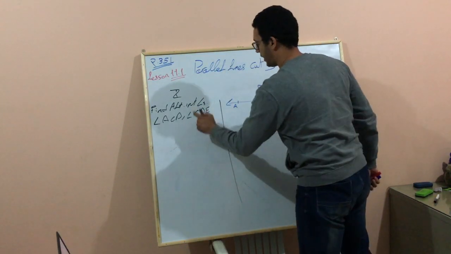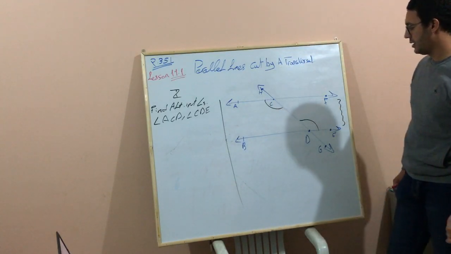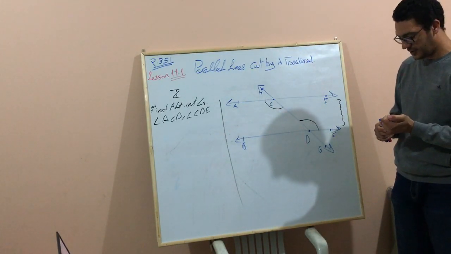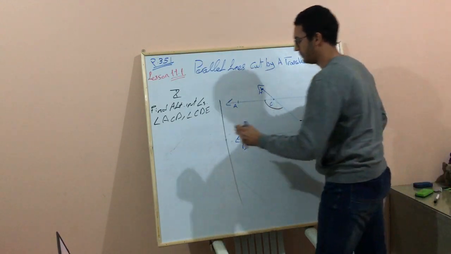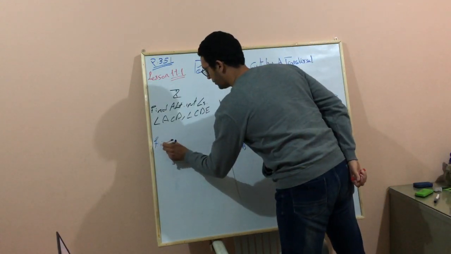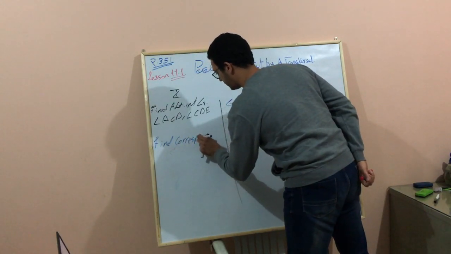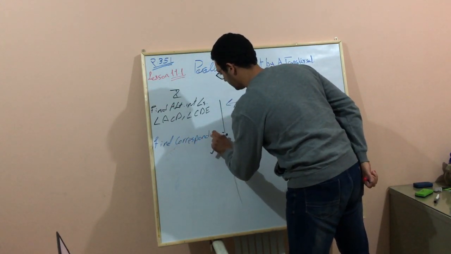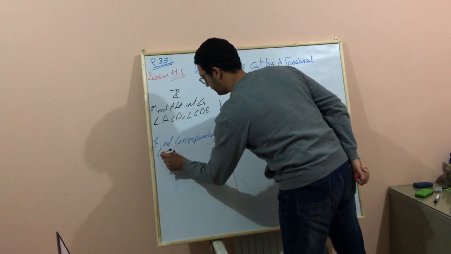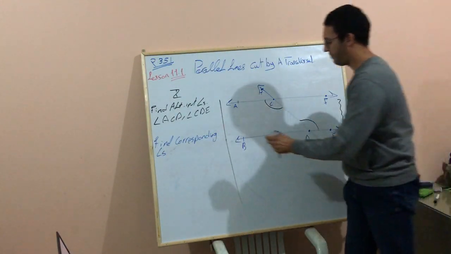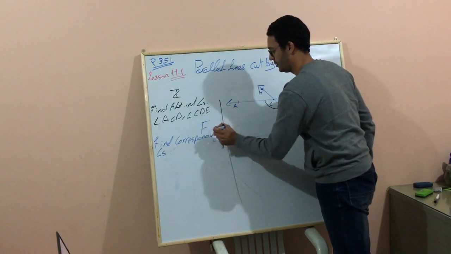These two angles are alternate interior angles. طيب ممكن يقول لي بعد كده find corresponding angles. We said that the corresponding angles, find corresponding angles. The corresponding angles, we are looking for the letter F زي ما قلنا قبل كده برضو.